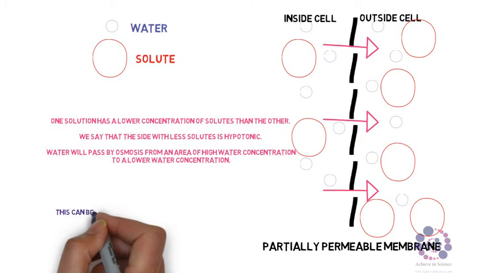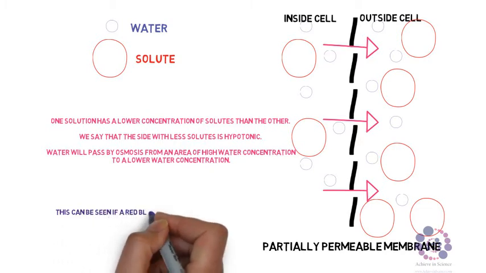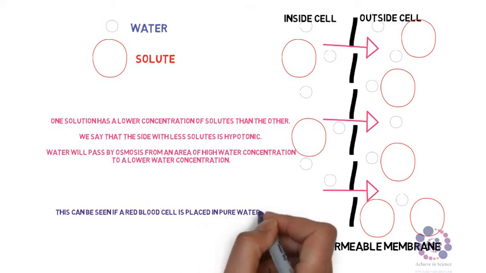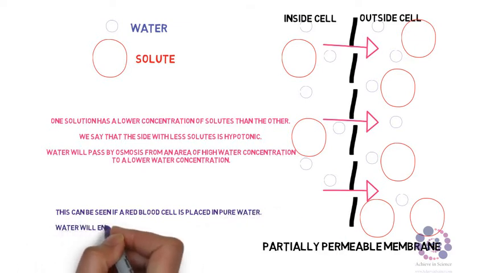This can be seen when a red blood cell is placed in pure water, where water will move into the red blood cell and it will swell up and become turgid.